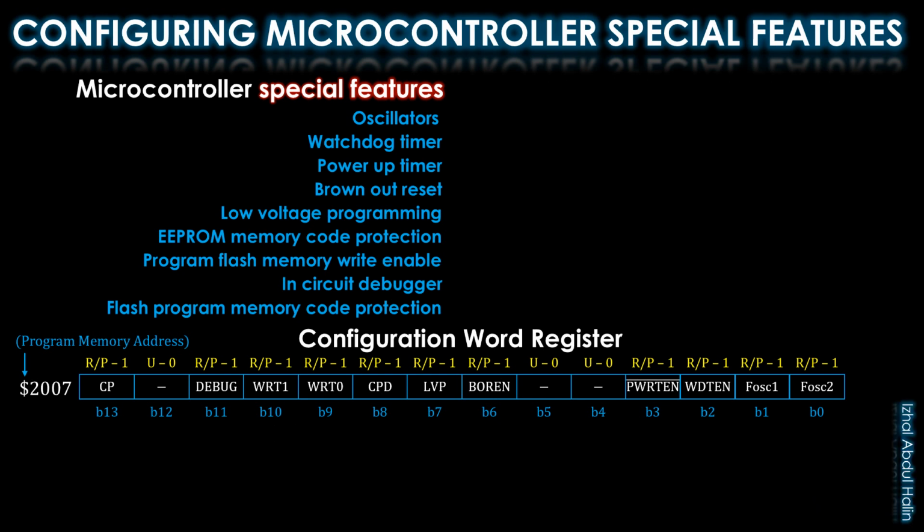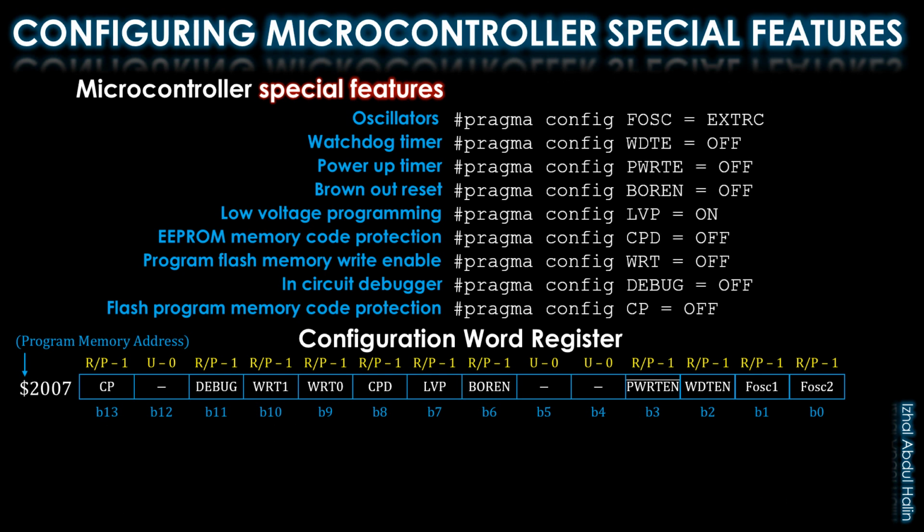As shown previously, you will access the configuration word register to select your desired features using these instructions that is placed in your header file.